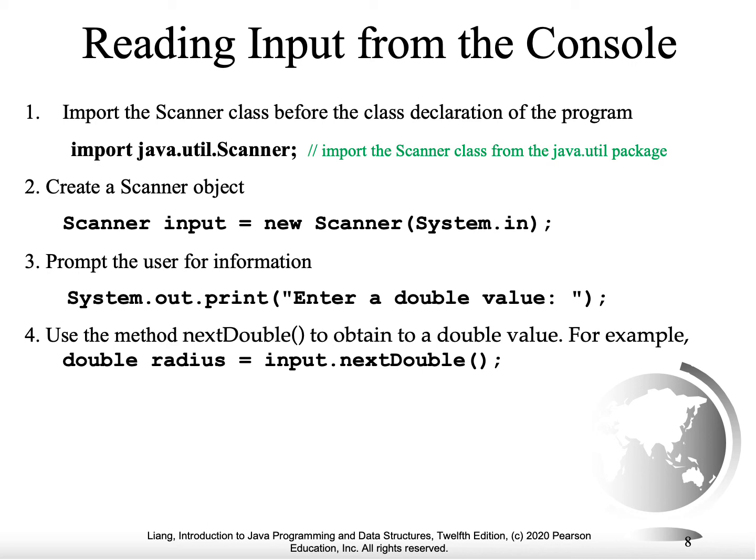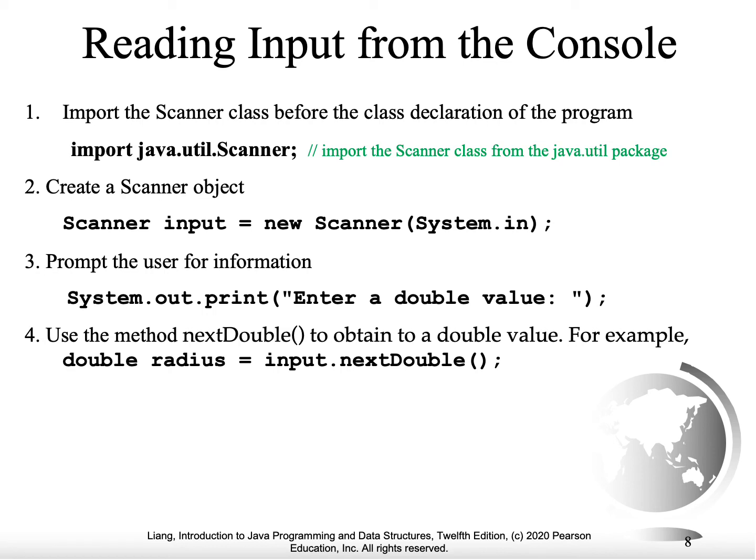The 4 parts of reading input from the console are such. First, we must import the Scanner class, and we do this before the class declaration that contains the name of the class, the name of our program. We do this using the import statement, import java.util.Scanner, semicolon. Import is a reserved word, or a keyword, in Java. Next, we need to create the Scanner object. This is done inside the main method, and we create the Scanner object using the Scanner declaration statement.